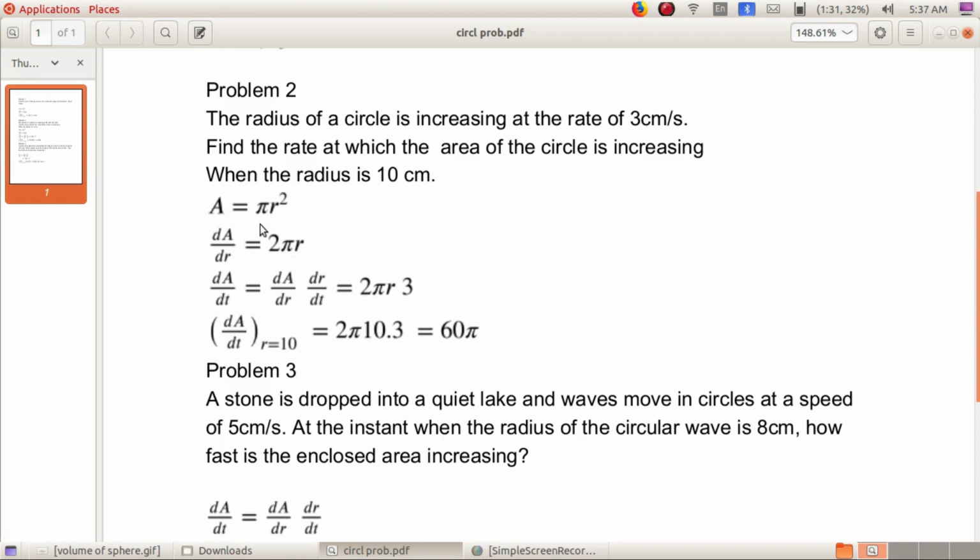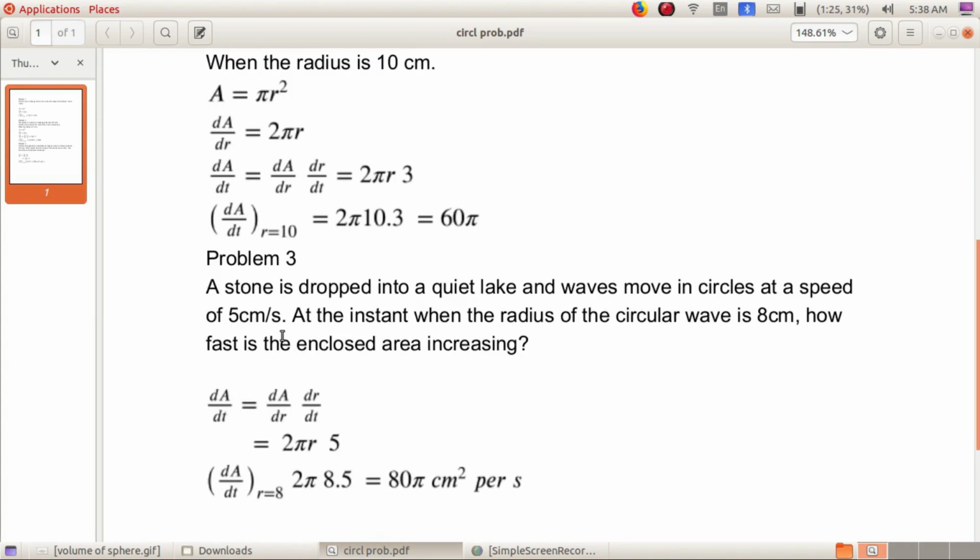Now area A equal to pi r square, its derivative with respect to r is 2 pi r. Now dA by dt is dA by dr into dr by dt, so 2 pi r into 3. The rate of change of radius dr by dt is 3 centimeter per second, so here we put 3. So dA by dt when r equal to 10 is 2 pi into 10 into 3, 60 pi. The unit of A is square centimeter, the unit of time is second, so dA by dt is 60 pi square centimeter per second.